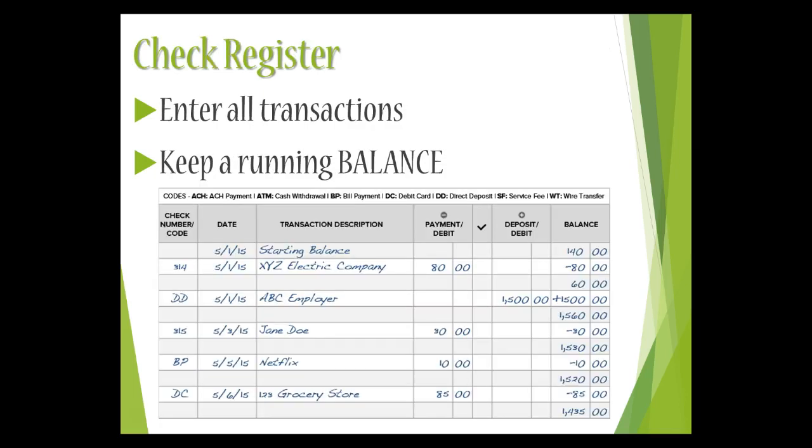As I mentioned before, your check register is where you put all of the transactions and where you keep what's called a running balance. That is, how much money do I actually have available to me? As you can see in the graphic, you keep track of your payments, in this case to the electric company or to a friend or to Netflix, and you're keeping track of your deposits, that is money you're receiving, like a paycheck from your employer. And you are keeping track of your balance and either subtracting payments or adding deposits to keep a running total of how much money is actually still available in your account.